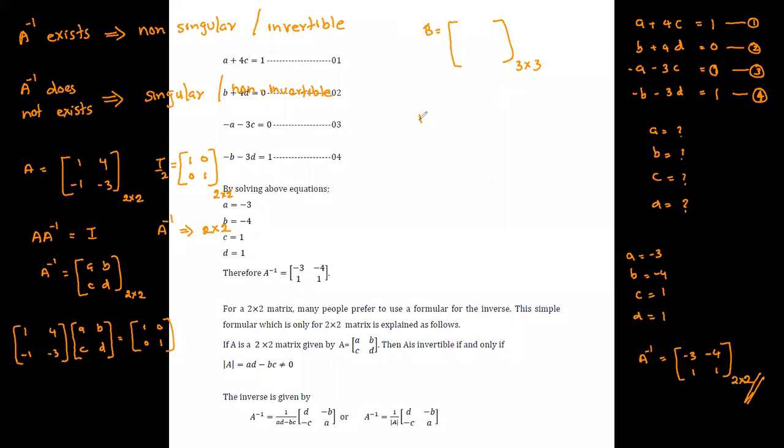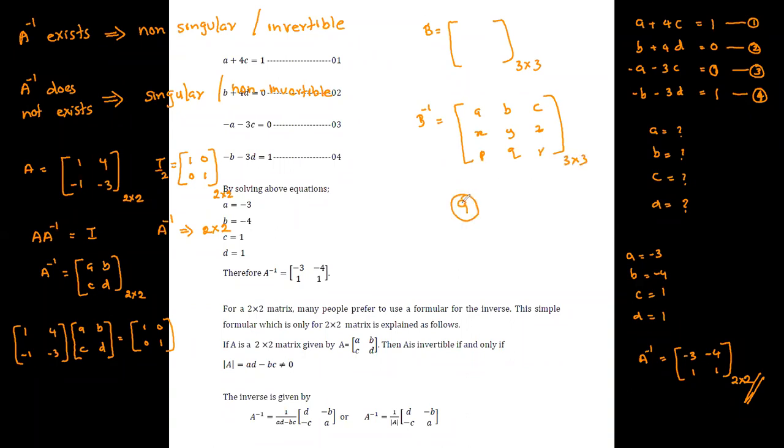Then we can identify that B inverse should be a 3 by 3 matrix having elements A, B, C, X, Y, Z and P, Q, R. Now you can see that there are altogether 9 unknown constants we need to identify. We need to identify the values for these 9 terms. Then we have to define 9 linear simultaneous equations. It will not be easy to do such a calculation.